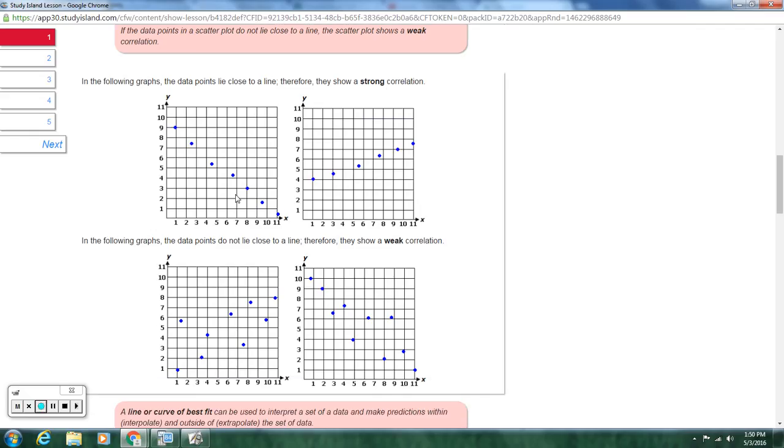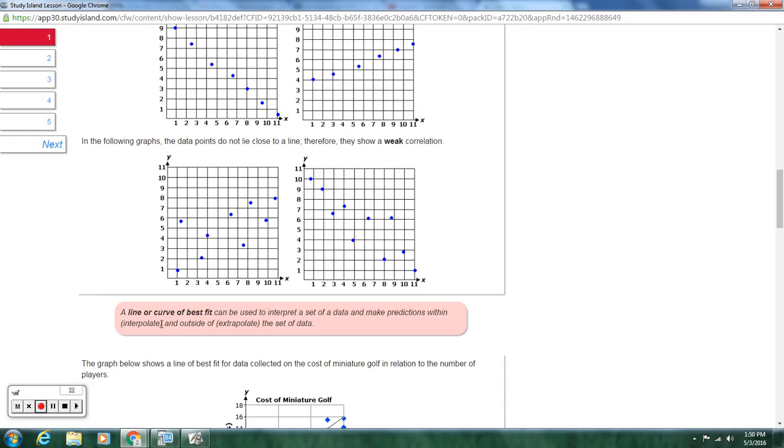Okay? And you notice here, see how these look like they're more in a straight line, whether it's positive or negative, than these do? These are almost a perfect straight line. That's why they're called a strong correlation. These, if I drew a line in here, it might hit one or two points, right? It's not going to hit all of them. They're going to be kind of scattered all around. So that's what they're calling their line or curve of best fit. That's what we call our regression line.